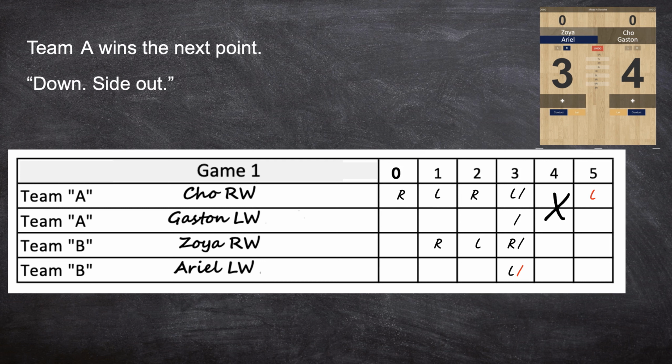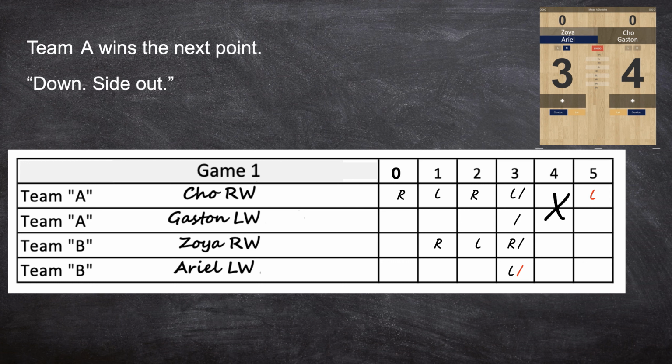Team A wins the next point, down, side out. Who just served? Ariel. It's side out Team B. Add a slash in Ariel's point column 3 to mark the hand and side out. Who is serving? Choi is coming in. Which box? Wait to see which service box Choi is choosing. Don't assume she'll choose right because she started the game here. Choi this time chooses to come in on the left.